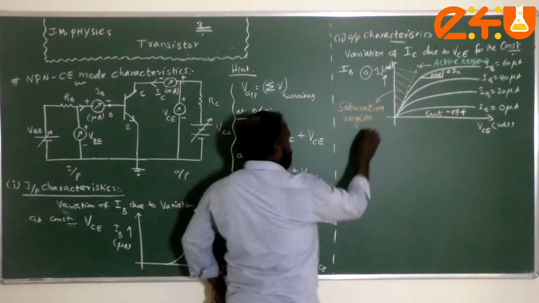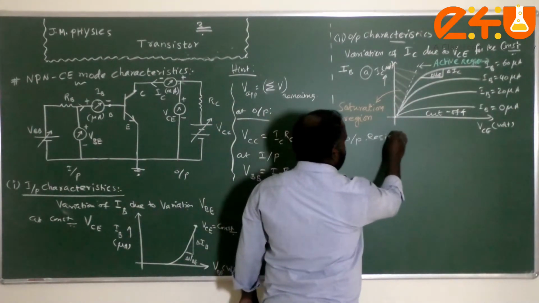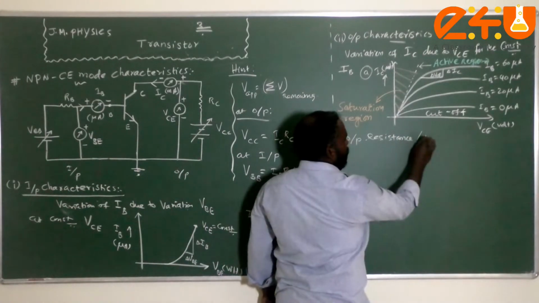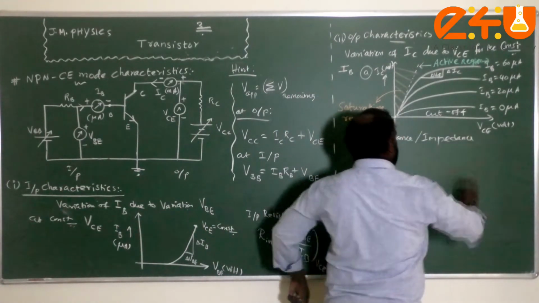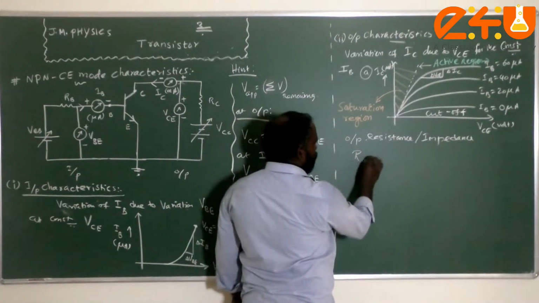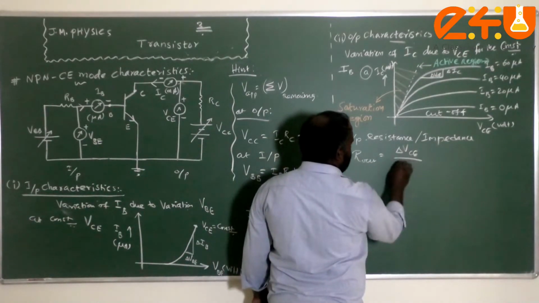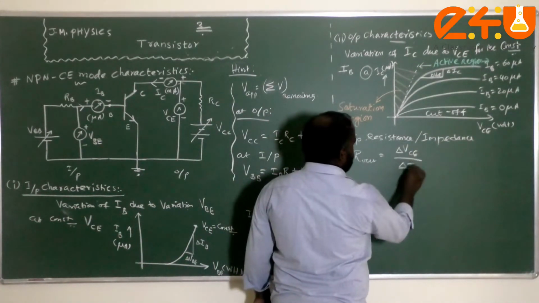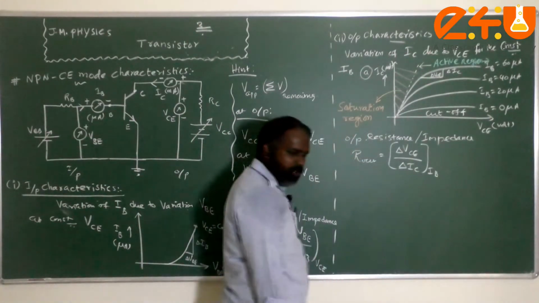Therefore, I can say that the output impedance or resistance. We know the meaning of impedance; we have already discussed it in the AC chapter. So therefore, I can say that R out is equal to what, children? Output voltage divided by its corresponding current, at constant what, children? IB.